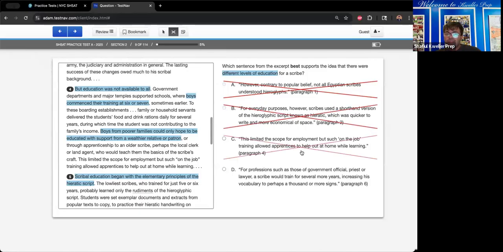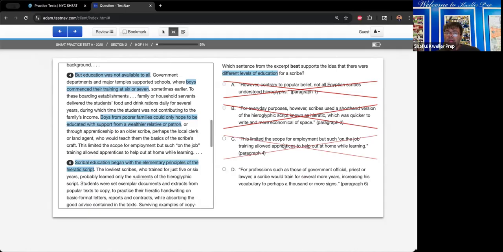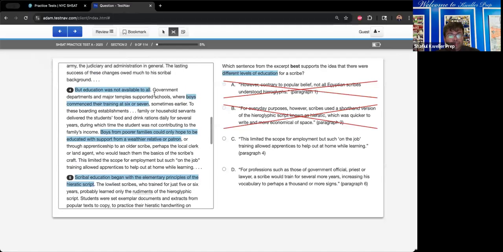And then this limited the scope for employment, but such on-the-job training allowed apprentices to help out at home while learning. Although this is important, it says allowed apprentices to help out at home when learning. Let's talk about paragraph 4. Where is it? Here. So this is talking about how boys from poorer families had support from a wealthier relative or patron, and this limited the scope for employment, but on-the-job training allowed them to help out at home.